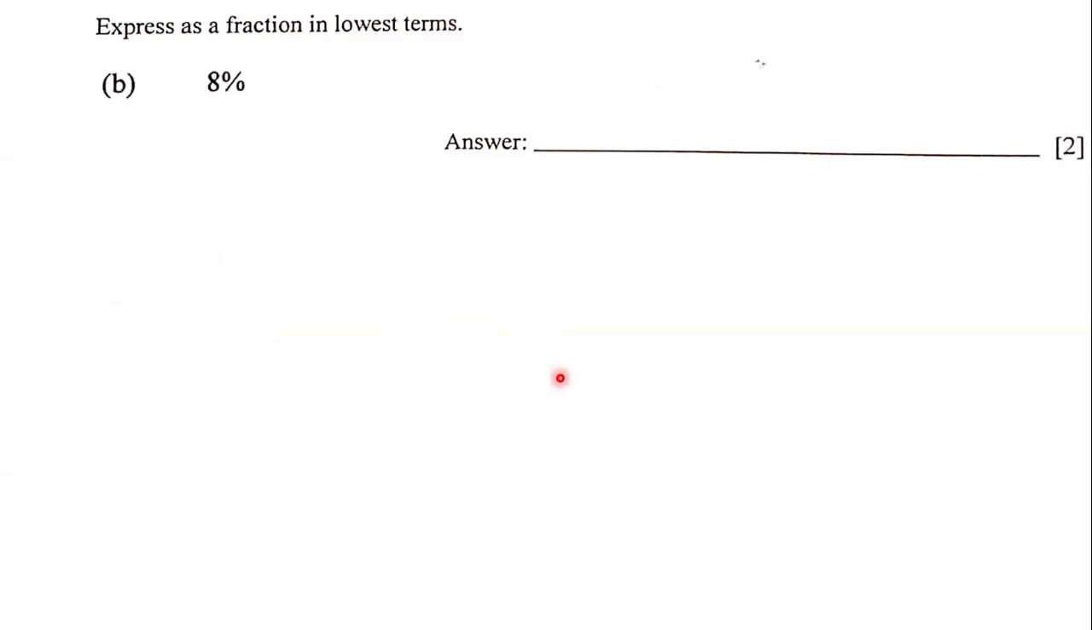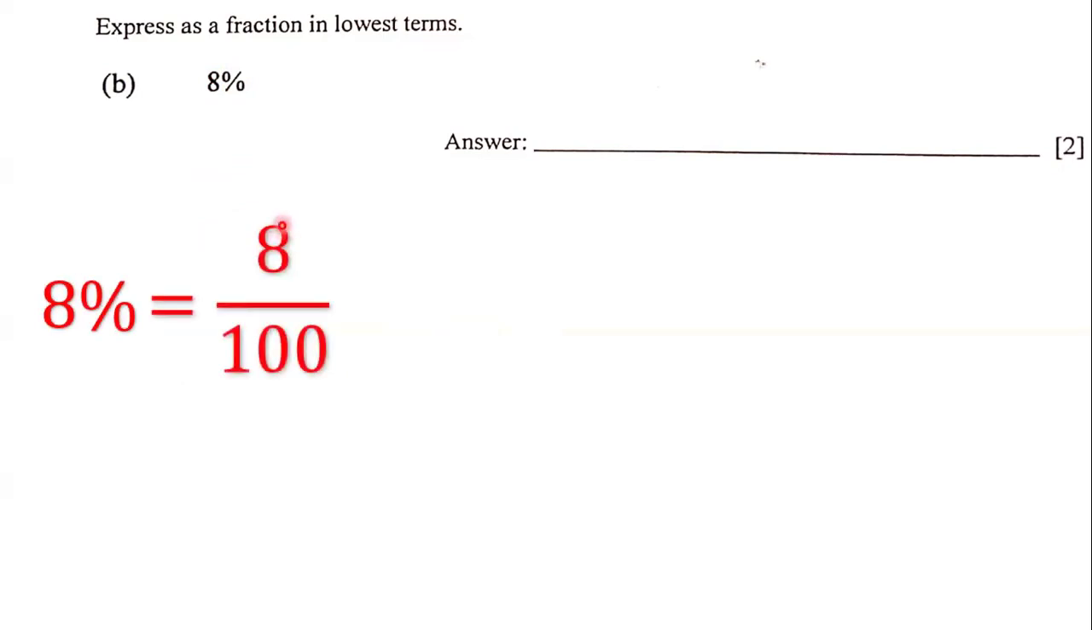Next, we have expressed as a fraction in lowest terms. So we have to take 8% and express that as a fraction in lowest terms. Notice that we have 8%, and in order to take this percentage and change it into a fraction, we have to take the 8 and put it over 100. What can help you to remember that you have to put it over 100 is the percentage symbol. Notice that we have the slash that could remind you of the 1 in the 100, and these two circles can remind you of the zeros in the 100.